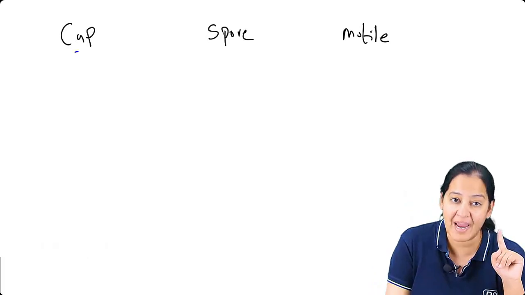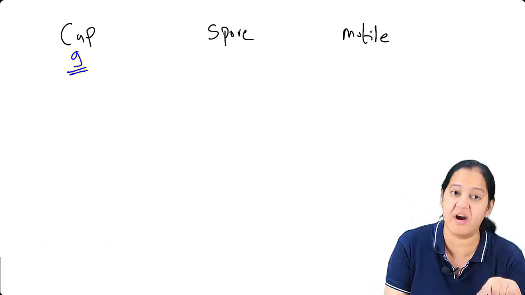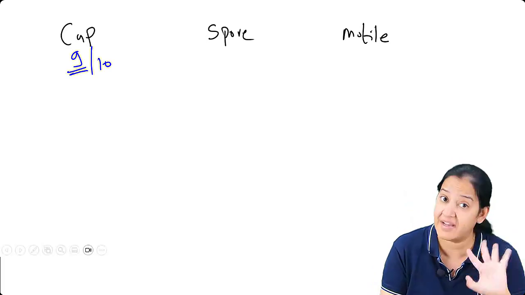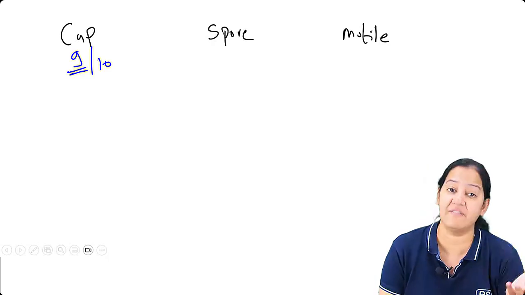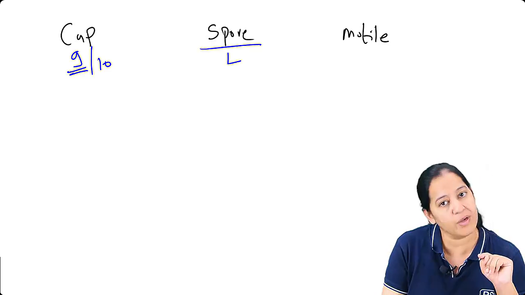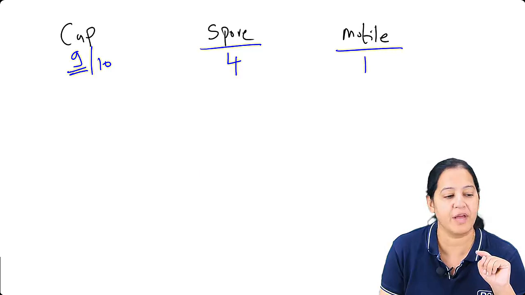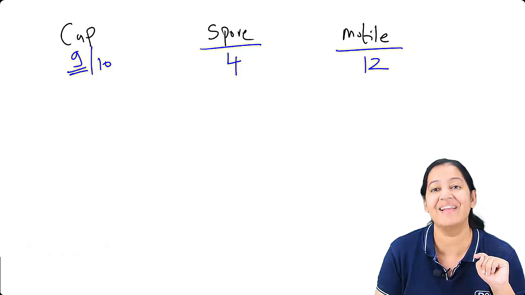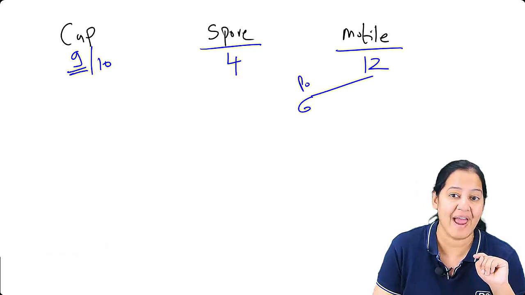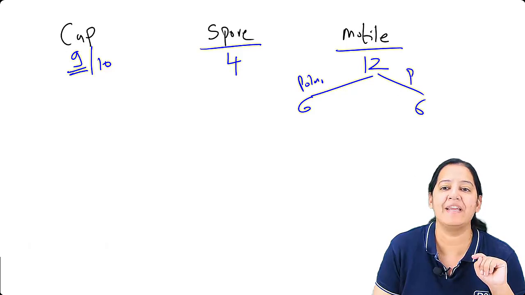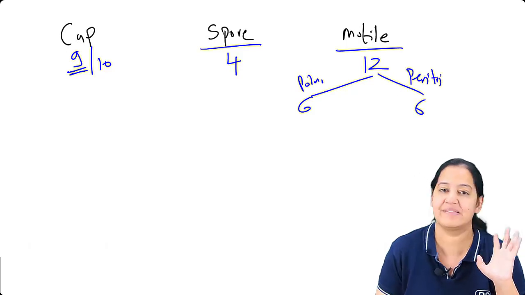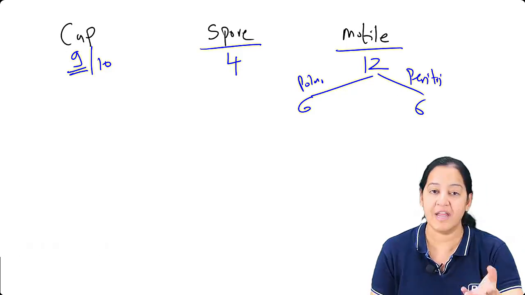You will say, ma'am, 9 are capsulated. If you include the fungus also, it will be 10. Otherwise, bacteria are 9. Total organisms are 10. 1 is fungus. Spore forming are only 4. And motile are 12, 6 by polar and 6 by peritrichous. So this we have seen. Okay, first learn the number. Now tell me the mnemonic.